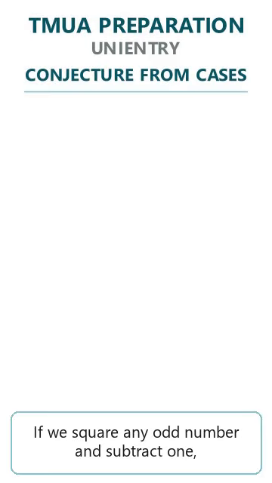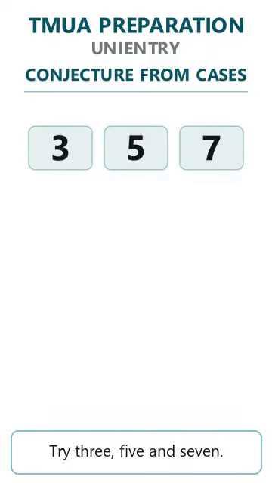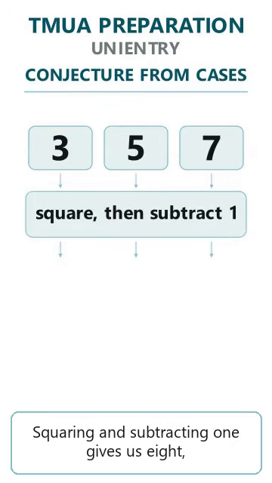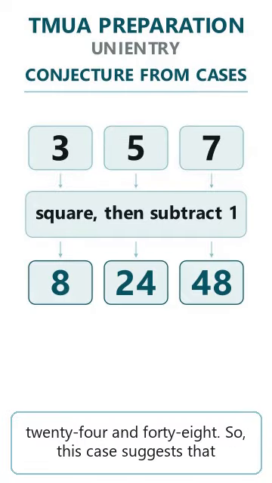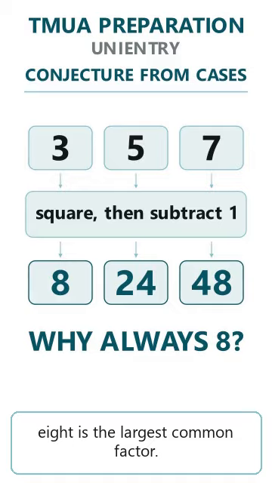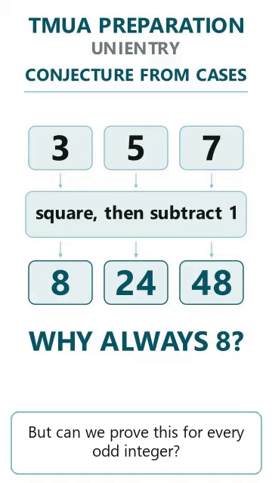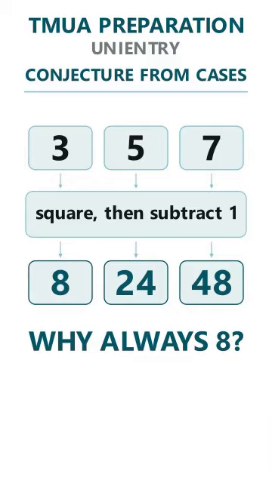If we square any odd number and subtract 1, what is the largest common factor? Try 3, 5 and 7. Squaring and subtracting 1 gives us 8, 24 and 48. So this case suggests that 8 is the largest common factor. But can we prove this for every odd integer?